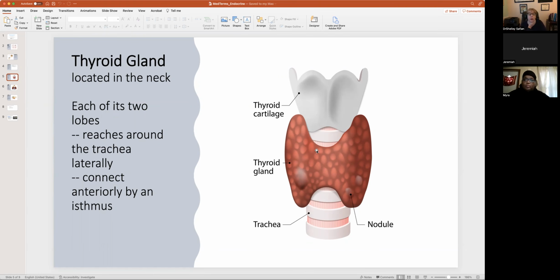And this reaches around the trachea. And it's connected by an isthmus. Isthmus. Say that 10 times fast. You'll never forget it. But, okay. The thyroid gland has subsections and subparts, okay? The hypothyroid and the thyroid gland is responsible, again, for producing particular hormones, particularly connected to the metabolism of the body.